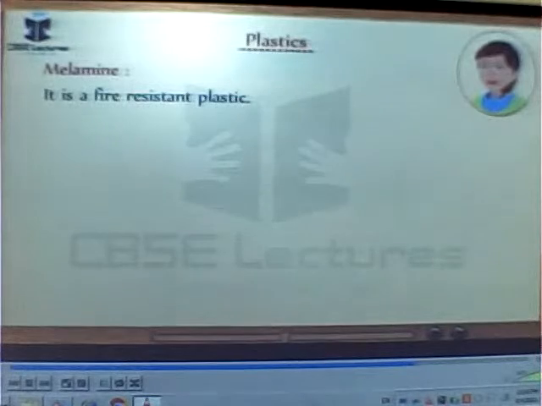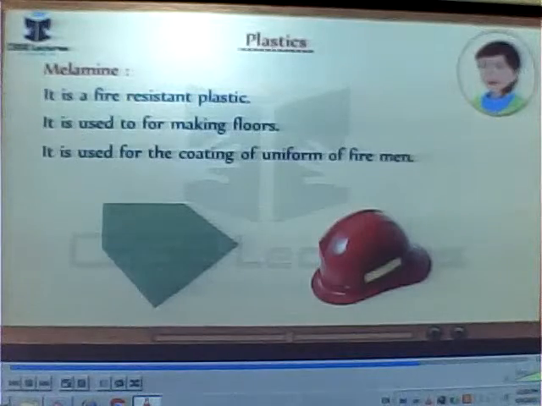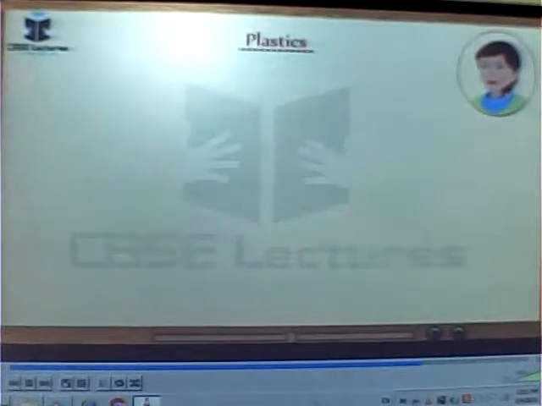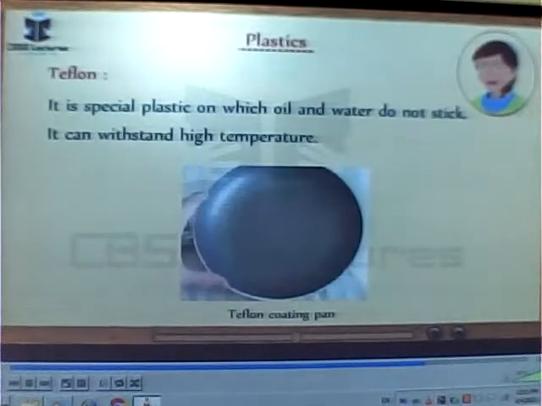Melamine: it is a fire-resistant plastic. It is used for making floor tiles. It is used for coating the uniforms of firemen. Teflon: it is a special plastic on which oil and water do not stick. It can withstand high temperature. It is used for giving non-stick coating on cookware and the bottom of electric irons.